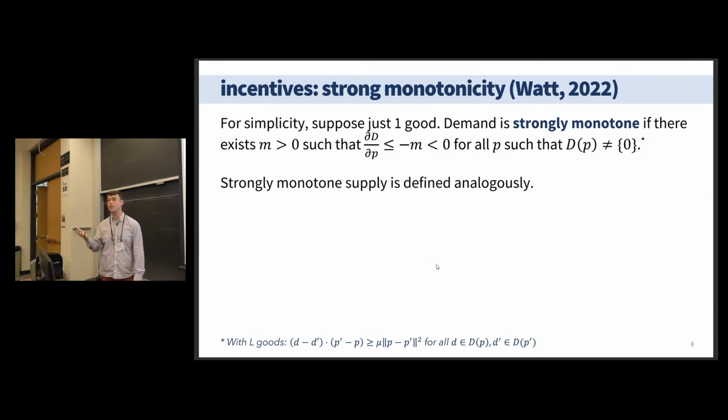We make an additional assumption here called strong monotonicity. The simplest way to state it is in an economy with just one good. As long as the slope of the demand curve is bounded away from 0, we'll say that demand curve is strongly monotone. In particular, the slope is bounded by some constant that's away from 0.